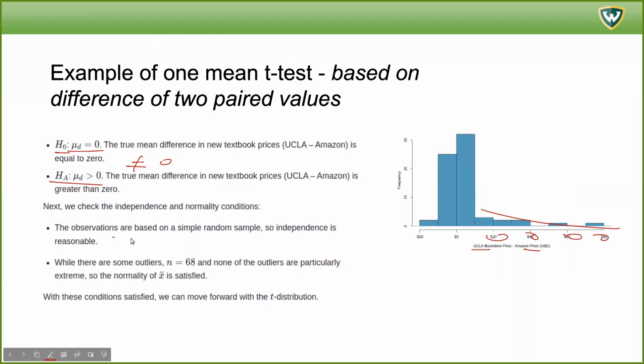Check the independence. Yes, we did that. While there are some outliers, none of the outliers are particularly extreme. Okay, we can move forward with the t-distribution. So the first step is to set up the hypothesis and check the normality. This is 0, right? The ground 0 before we even begin.